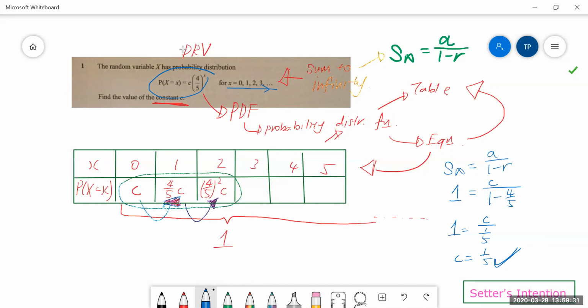Get it? Once you understand how this person creates a question, it will get a bit easier. Okay?